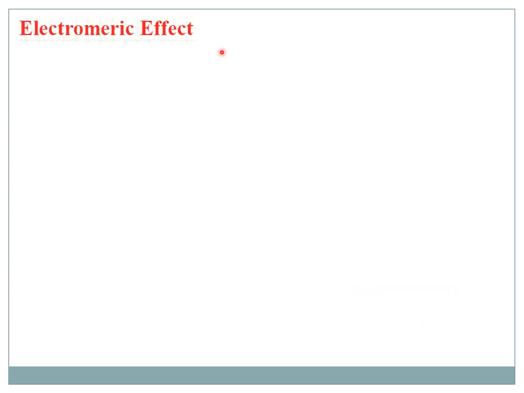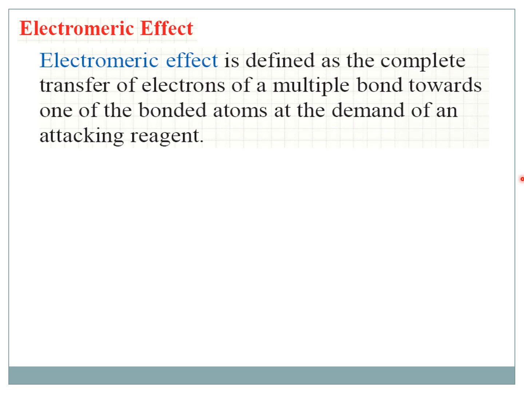So the next effect is the electromeric effect. The electromeric effect is a temporary effect. It needs pi electrons. This is the shifting of the pi electron. So here we need carbon-carbon multiple bonds.